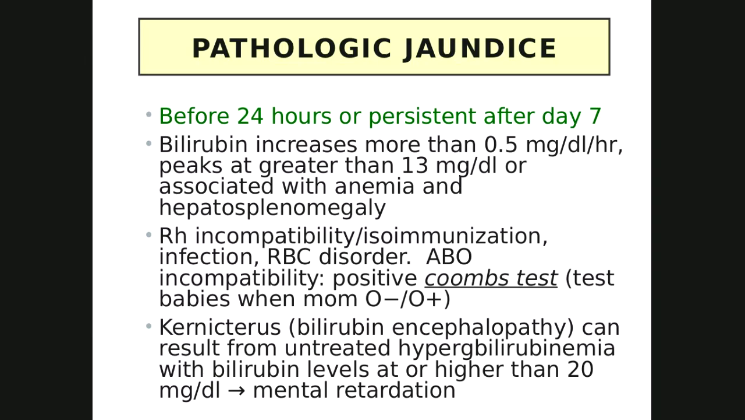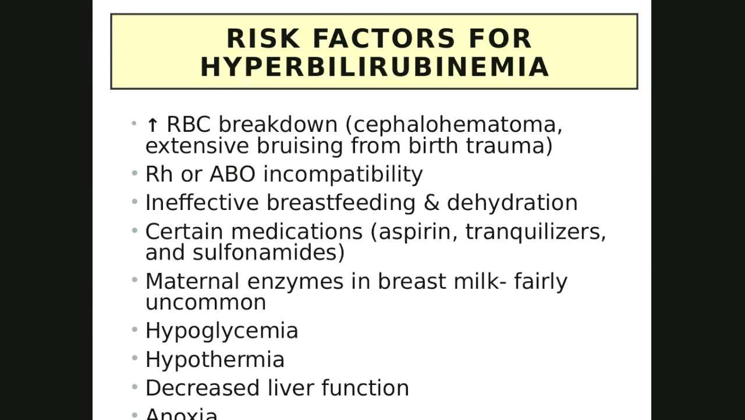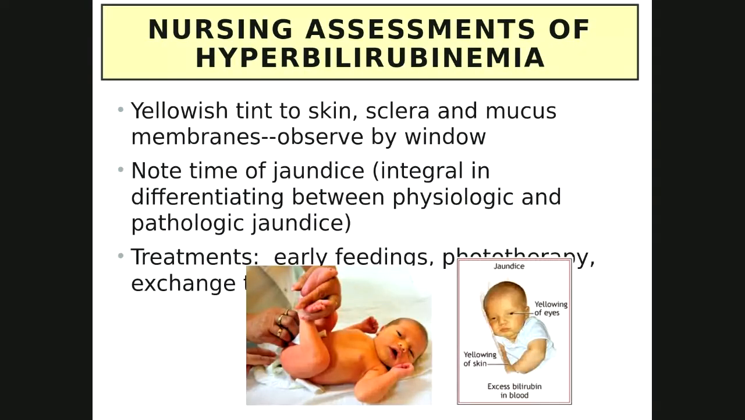So how am I going to know if the baby has jaundice? The skin is going to be yellow. There's a tint to the skin, the sclera and the mucous membranes. Jaundice usually starts at the head and moves down. You want to note the time of the jaundice so that we can differentiate between physiological and pathological. And the treatment is going to be early feedings, to get rid of the bilirubin.